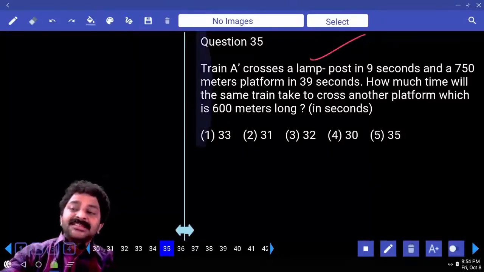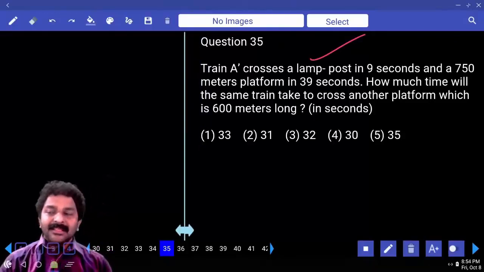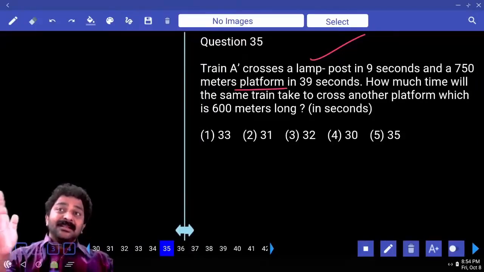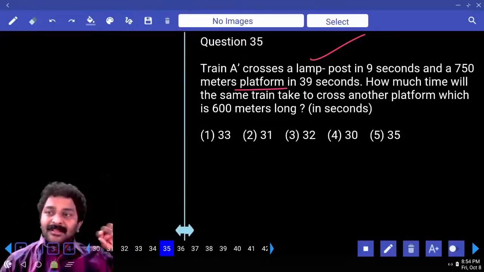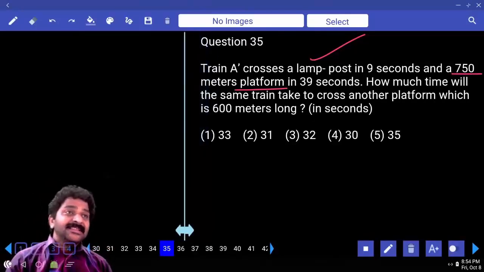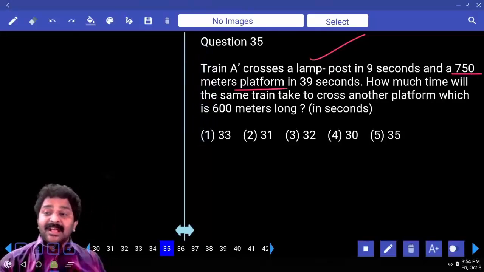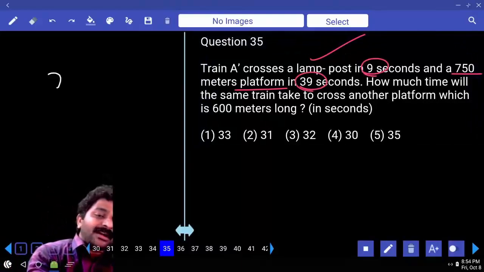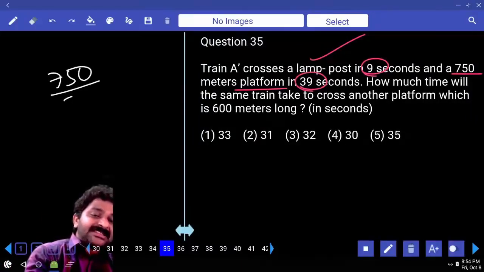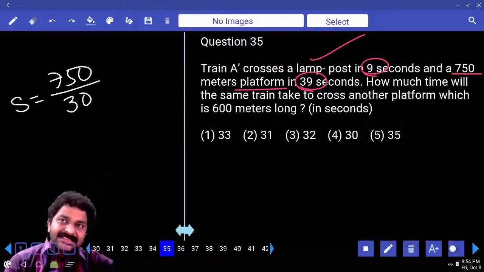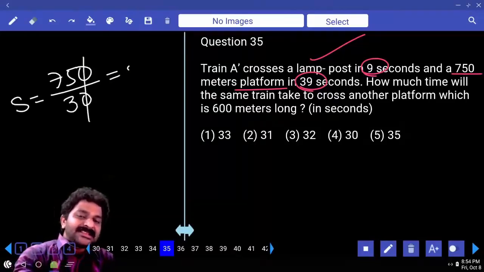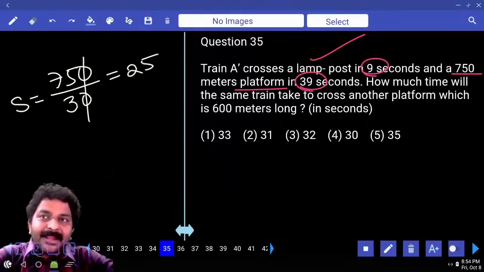So in the first case, when it crosses a pole, distance covered is only the train length. In the second case, it crosses a platform. Distance covered in that case is train length plus the platform. To cover 750 meters, how much extra time is it taking? 30 seconds. So to cover 750 meters in 30 seconds, speed of the train is equal to 750 divided by 30. Is it clear? The 0s get cancelled. 75 by 3 is equal to 25 meters per second.